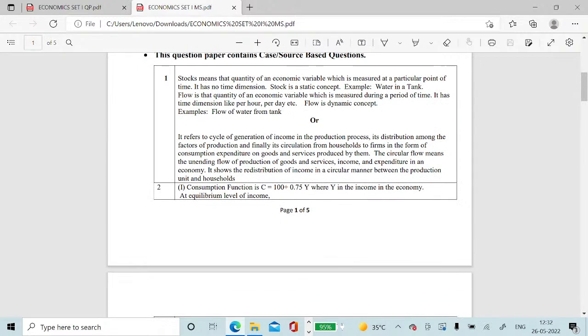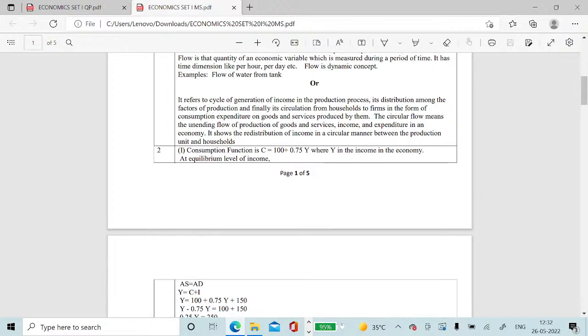और का आंसर है, it refers to the cycle of generation of income in the production process, its distribution among the factors of production, and finally its circulation from households to firms in the form of consumption expenditure on goods and services produced by them. The circular flow means the unending flow of production of goods and services, income, and expenditure in an economy. It shows the redistribution of income in a circular manner between the production unit and households.